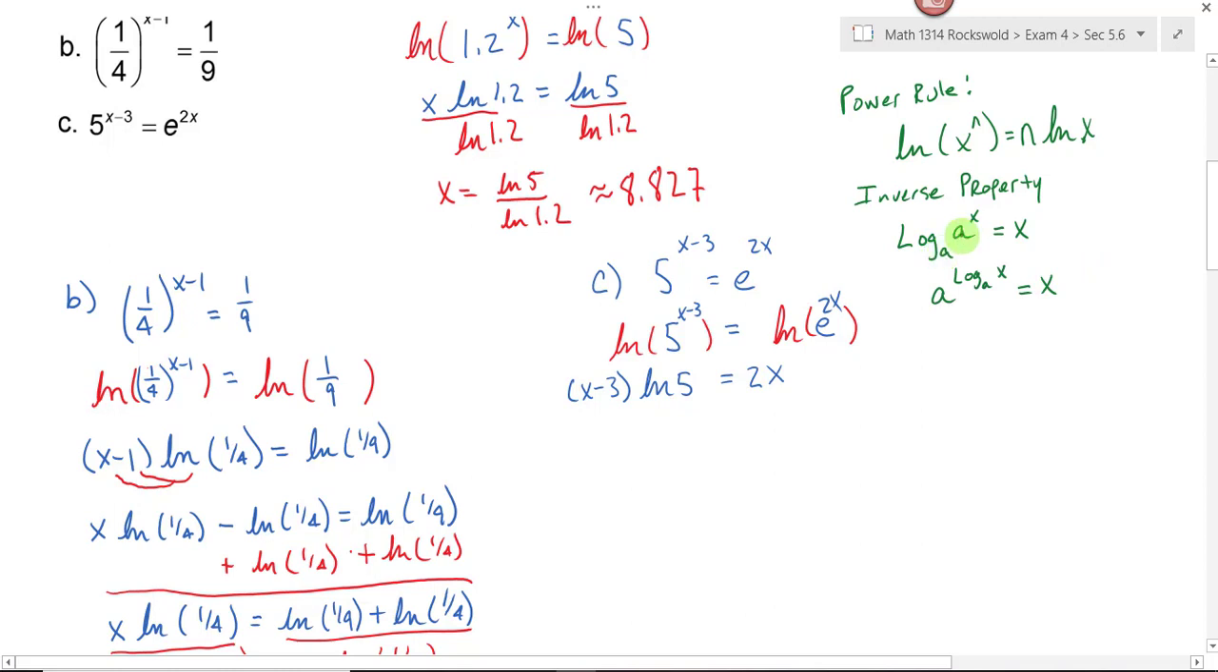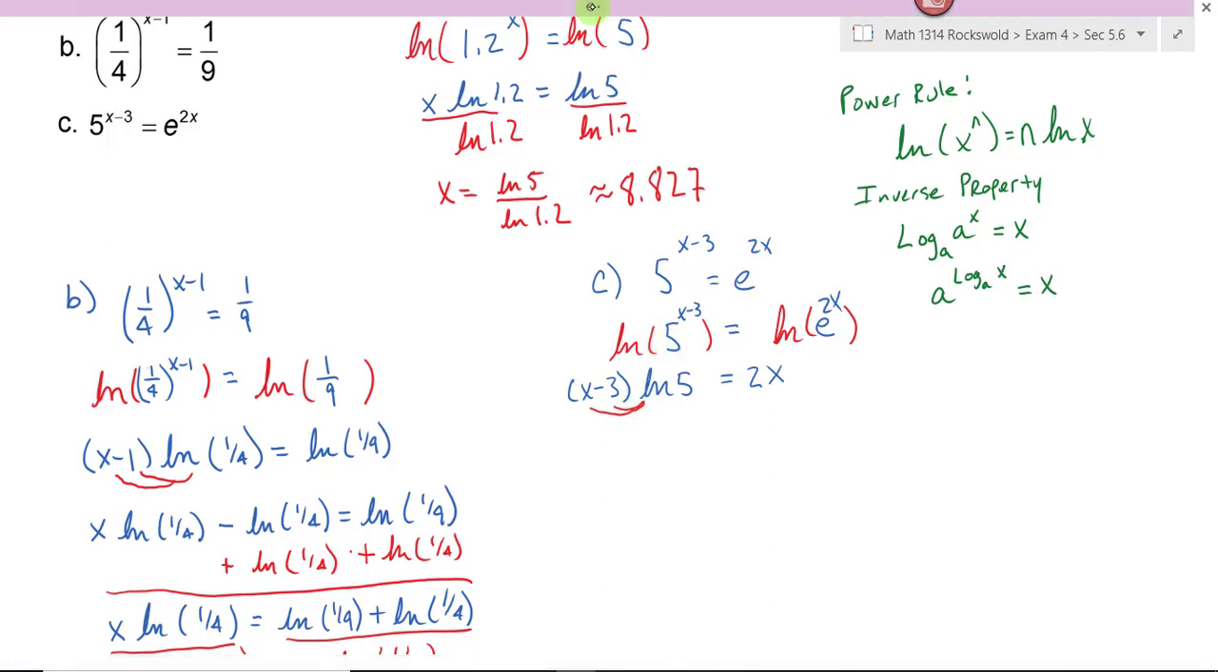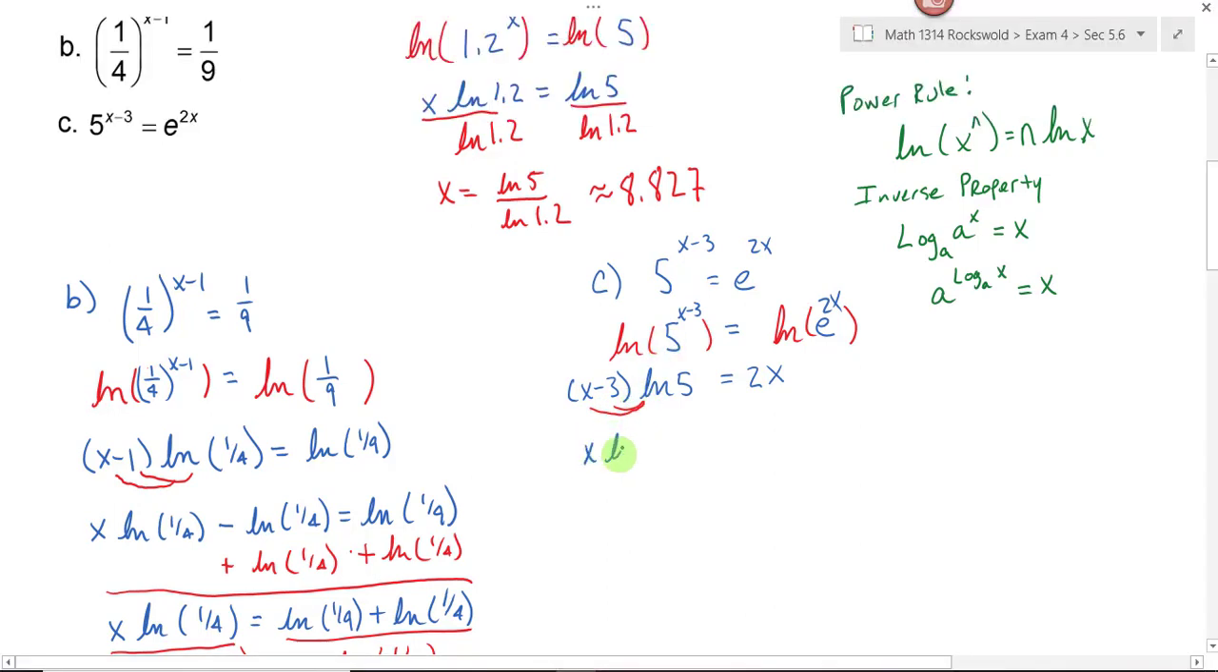Notice if the base of the log is the same as the base of the exponent, you get out whatever you put into that exponent. If the base of the exponent is the same as the base of the log that is inside the exponent, you get out whatever you put into that log. ln is a log base e, that's why the ln's and the e's cancel each other out here. Now we need to distribute this natural log 5 across the parentheses, and that's going to give us x natural log 5 minus 3 natural log 5 equals 2x. I have two terms with an x in them.